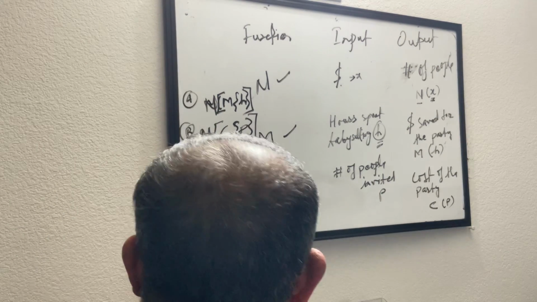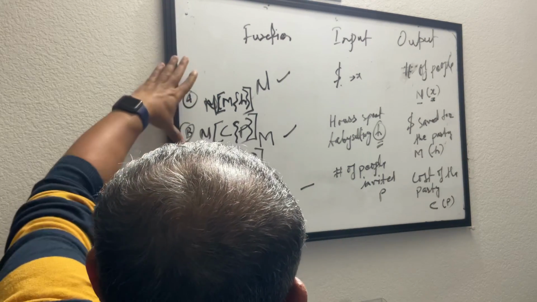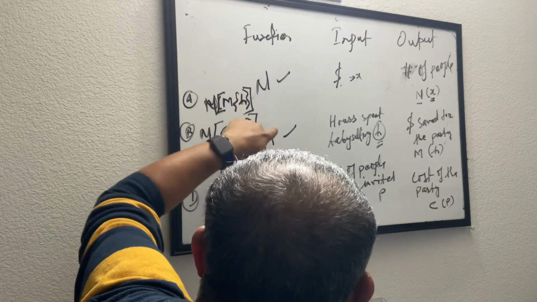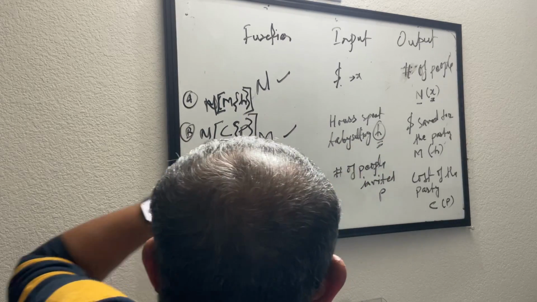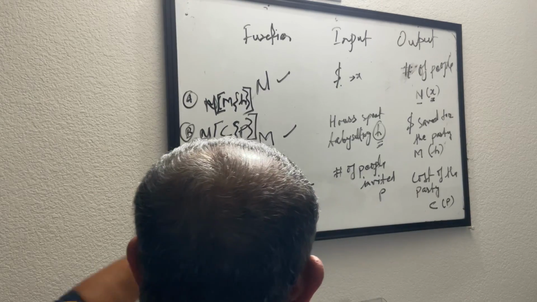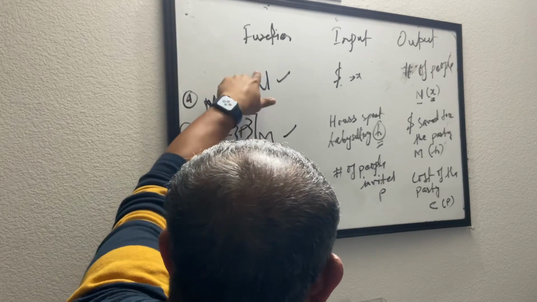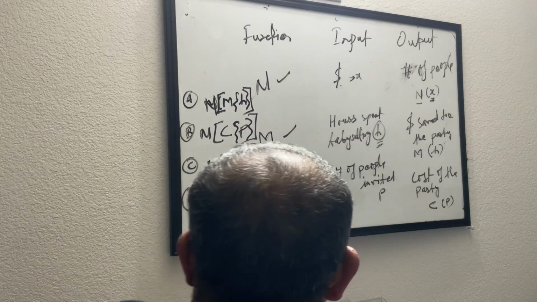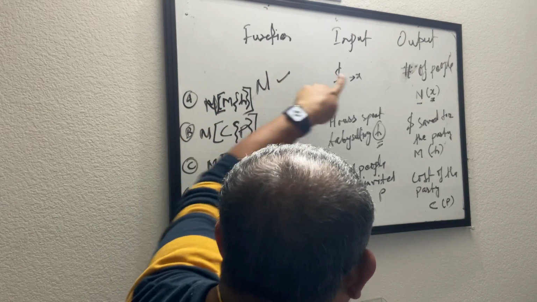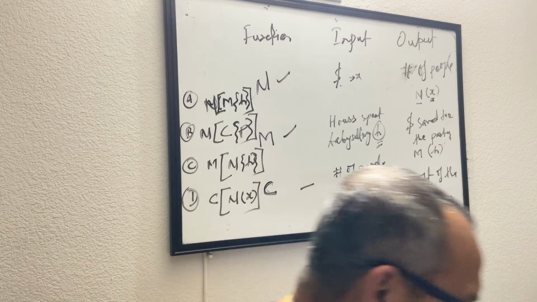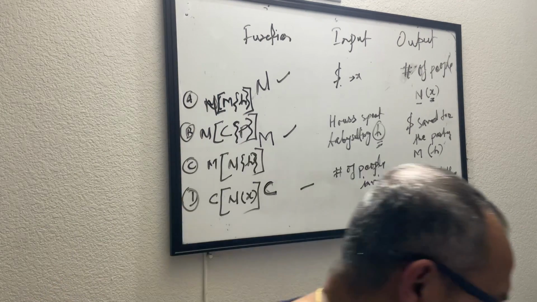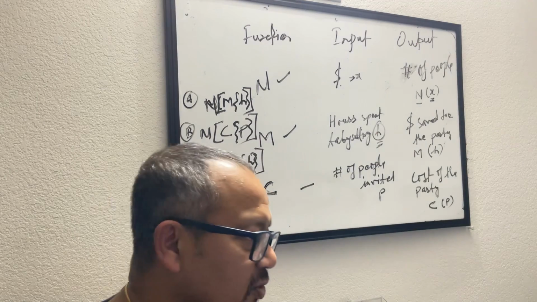So we are given four options, and we have been asked to check which of these four. First is n of m of h. Second is n of c of p. Third one is m of n of h. Fourth one is c of n of x. We have been asked to find out which of these combinations make sense, and we have to choose more than one answer.